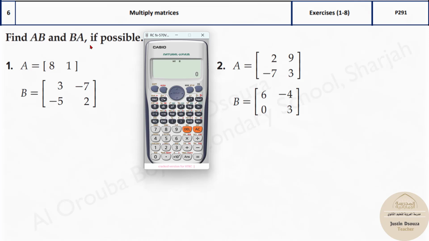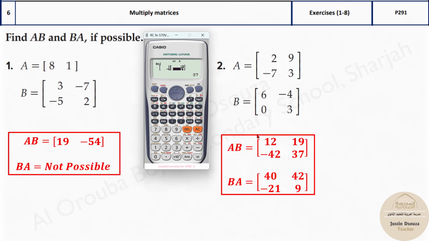You have to multiply AB and BA if possible, right? So let's press Shift 4 and type 3, that is matrix A, multiplication symbol, and now again matrix B, that is Shift 4 and option 4. Press equal to, you get the answers 12, 19, minus 42 and 37. Let's just look at the answers. This is the answer. But multiplying B and A is not the same.